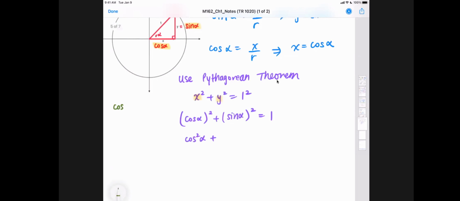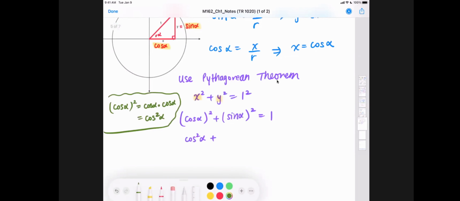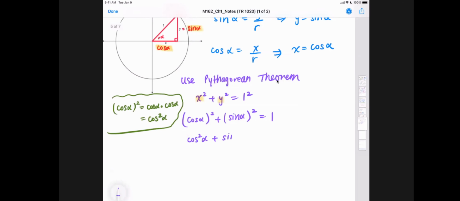So cosine of alpha, that whole thing squared, is like cosine alpha times cosine alpha, like the definition of when you square something, you multiply it out as many times as the exponent says. And then we just write this as cosine square alpha. Right, so that's what that notation is. And then similarly, sine alpha squared is sine square alpha. And then that's equal to 1. So this result is actually the Pythagorean identity.